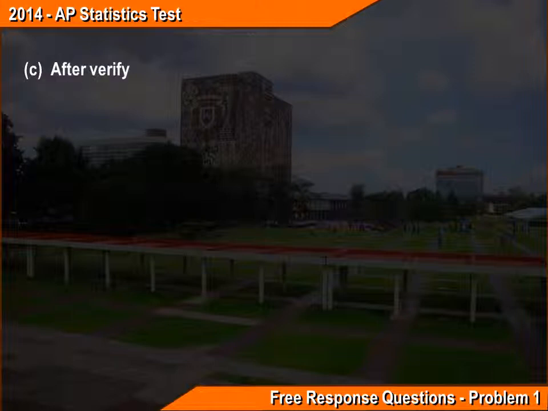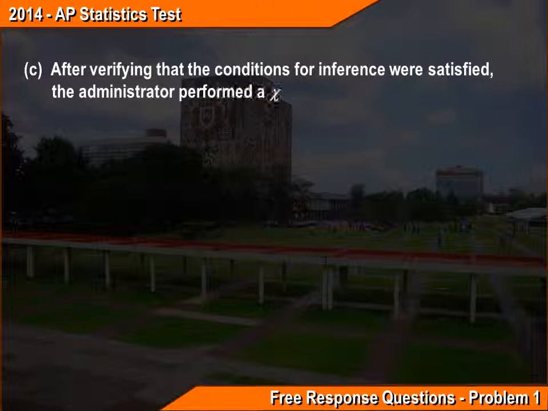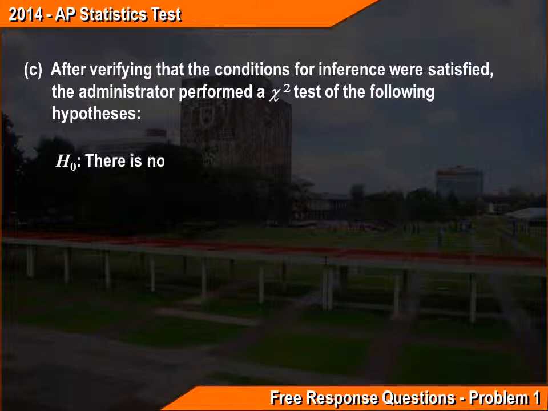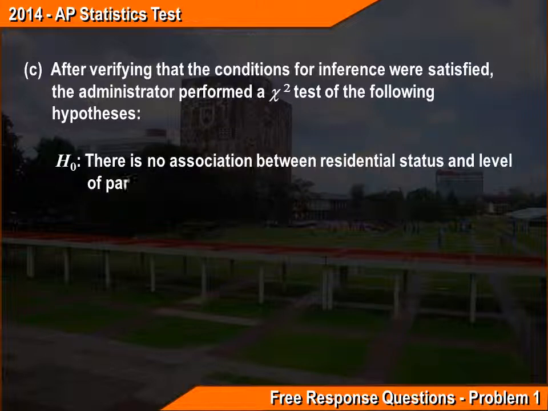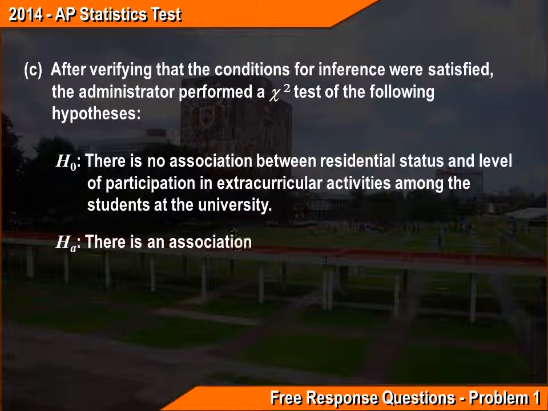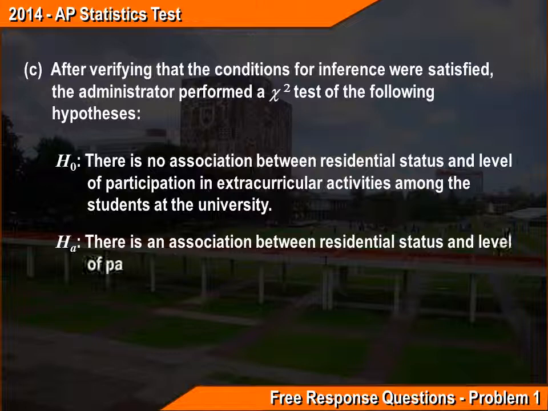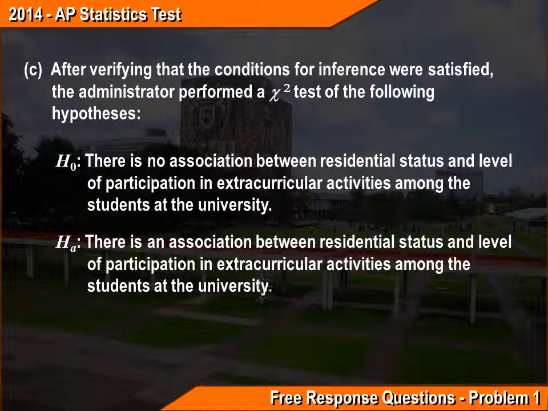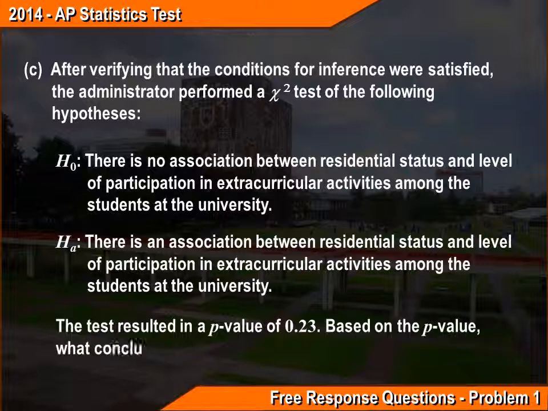C. After verifying that the conditions for inference were satisfied, the administrator performed a chi-square test of the following hypotheses. Null hypothesis: There is no association between residential status and level of participation in extracurricular activities among the students at the university. Alternate hypothesis: There is an association between residential status and level of participation in extracurricular activities among the students at the university. The test resulted in a p-value of 0.23. Based on the p-value, what conclusion should the administrator make?